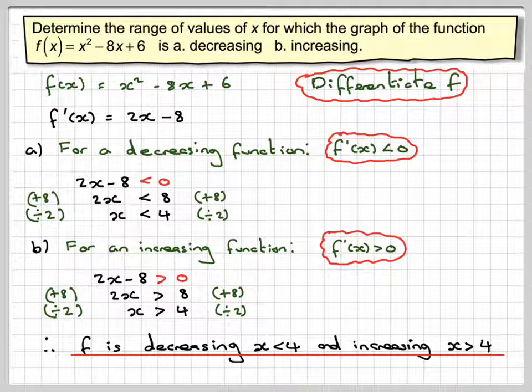And so, final one, f is decreasing for x less than 4 and increasing for x greater than 4. This has been a video to show you how to determine algebraically whether a function is decreasing or increasing using differentiation. I hope you've understood, and I thank you very much for watching.